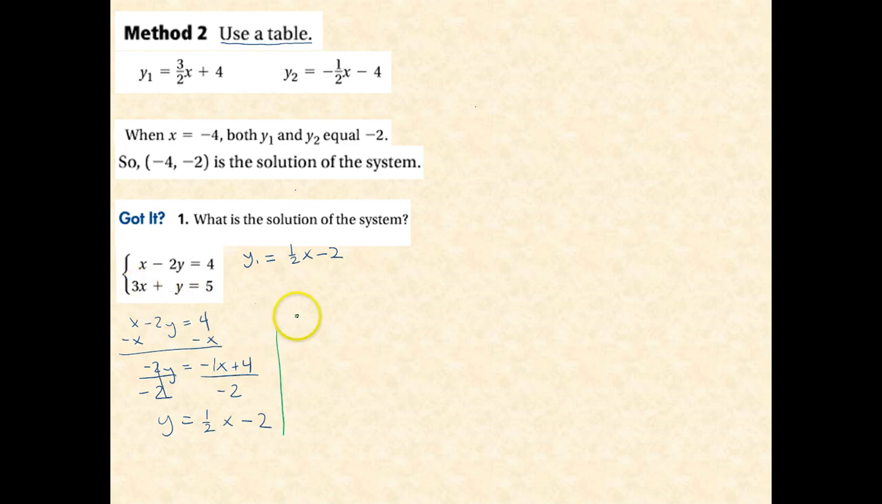And then for the second equation, 3x plus y equals 5, this one's going to be a little easier to solve. Just subtract 3x from both sides, and we get y equals negative 3x plus 5. So y2 is negative 3x plus 5.